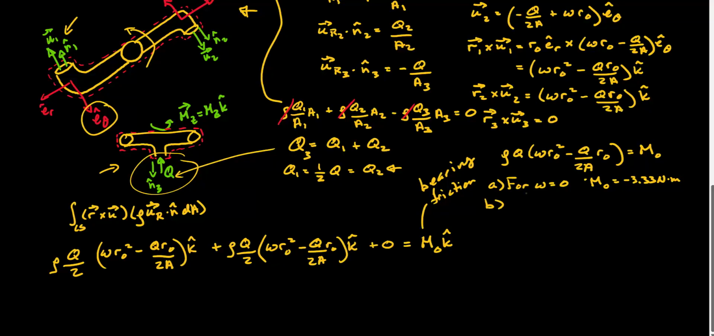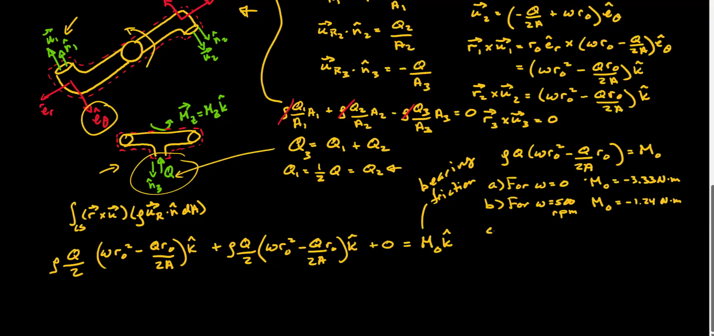Now looking at the second case, for omega equal to 500 RPM, we find that we need to apply a moment of minus 1.24 Newton meters. And I'll just remind you that you will need to convert from RPM to radians per second in this case. And hopefully this result also makes some intuitive sense. We shouldn't need to apply as large a moment as in the case to keep the sprinkler stationary.